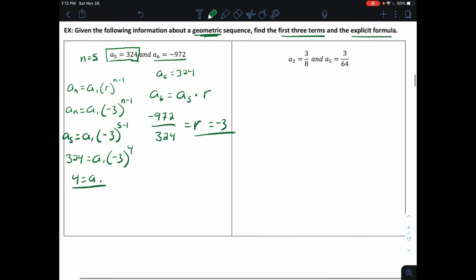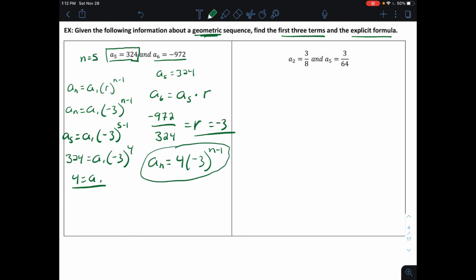And so our explicitly defined function would be a_n equals 4 times negative 3 to the n minus 1 power. Now, we wanted to write the first 3 terms. Well, we know that the first term was 4. To get to the second number, I would take 4 and multiply it by my r, which was negative 3, so 4 times negative 3 makes negative 12. And then to get my third term, I'd multiply negative 12 by negative 3, which gives me positive 36. That's the first 3 numbers generated by that sequence.